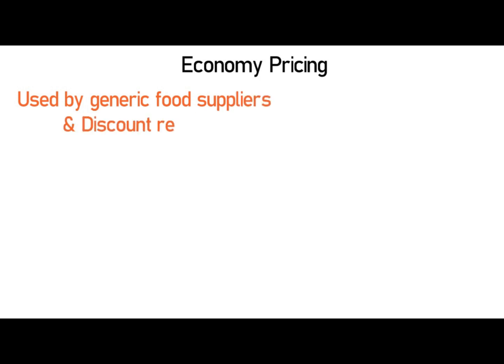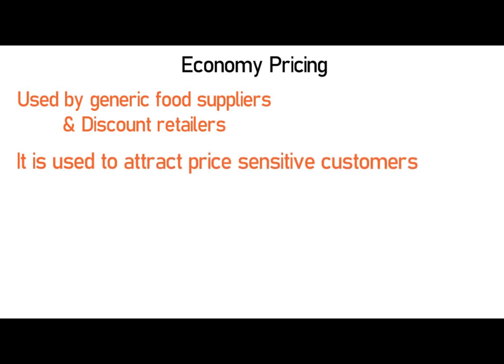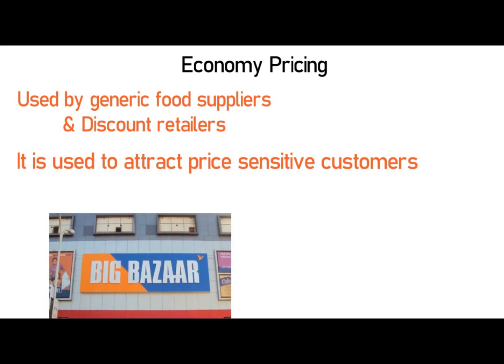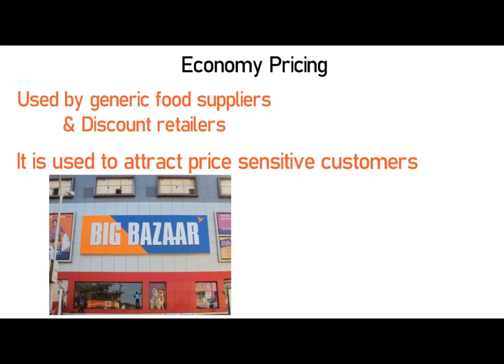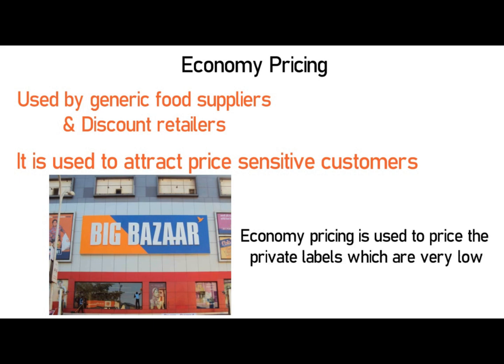The third type of pricing strategy is called as economic pricing. It is the pricing strategy followed by the generic food suppliers and discount retailers, where they keep the prices of the product minimal by reducing the expenditure on marketing and promotion. This strategy is used to attract the price sensitive customers. Examples are economic pricing strategy is used in the big businesses like Big Bazaar and Walmart.